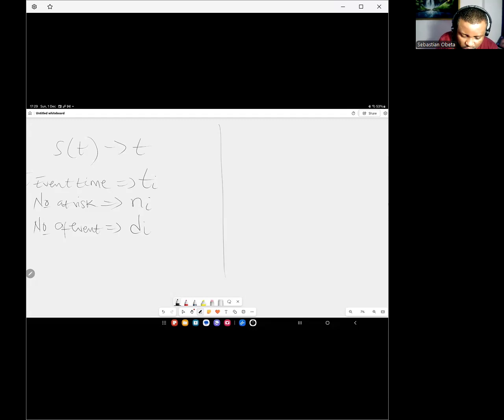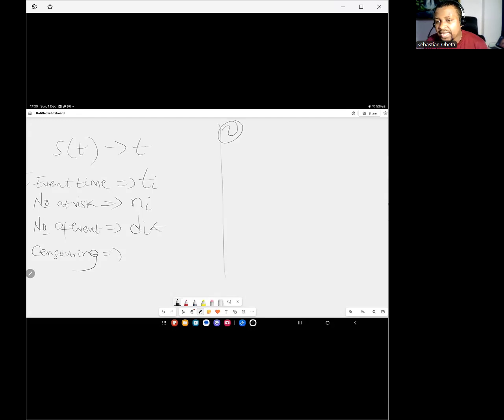Then the next variable we need is called censoring. So these are individuals who leave the study or do not experience the event during the study period. They are accounted for, but are not included in the number of events D, after their last observation.